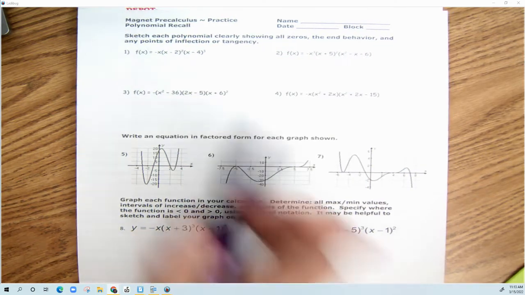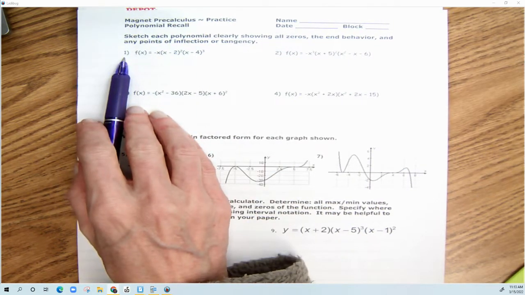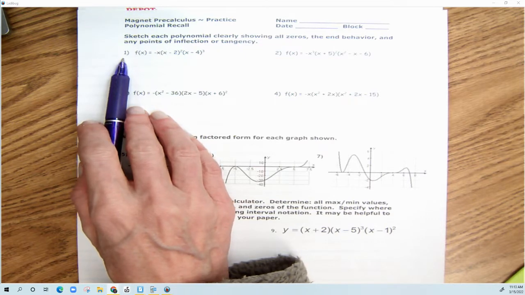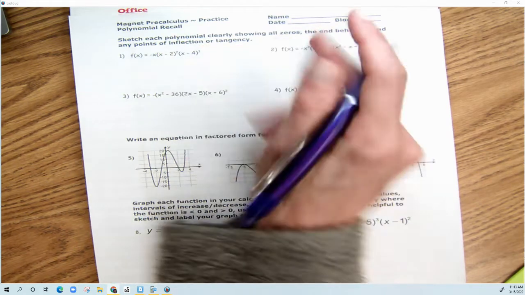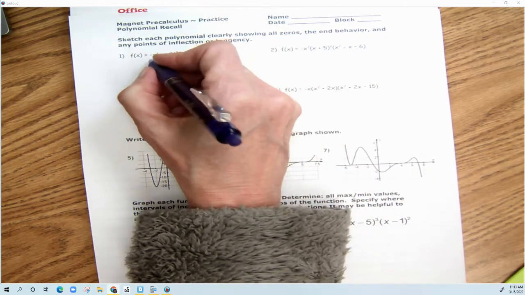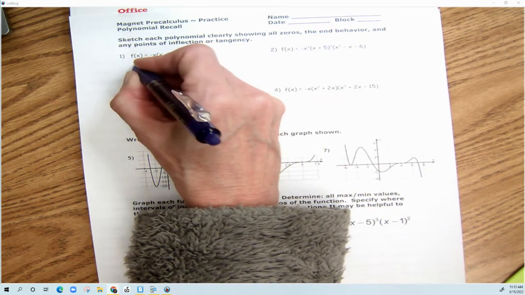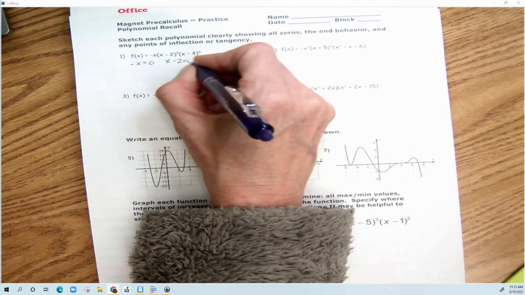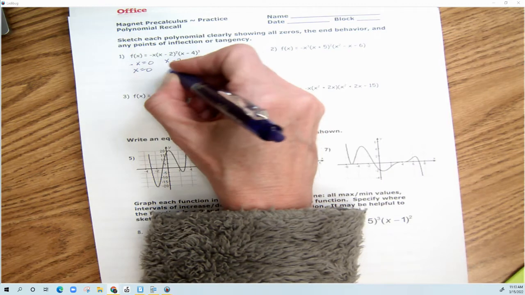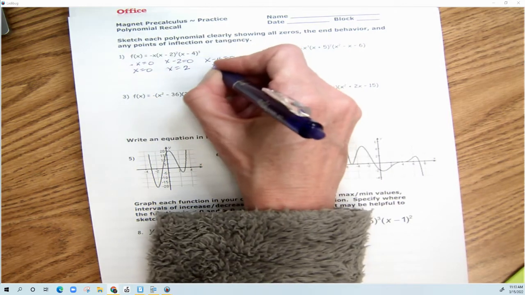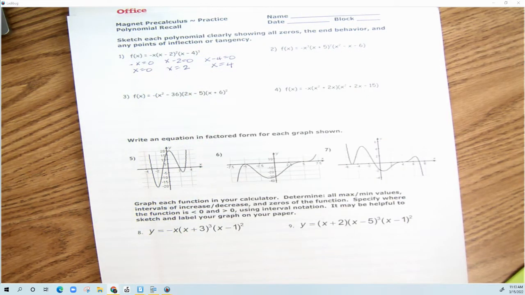So first we look to see if it's in standard form or factored form. Number one is in completely factored form. That's nice. So I can go ahead and find my zeros or x-intercepts by setting each factor equal to 0. So we have x equals 0, x equals 2, and x equals 4. So those are our x-intercepts.